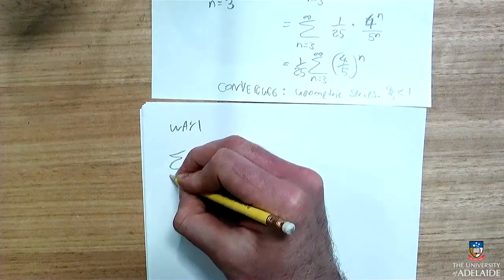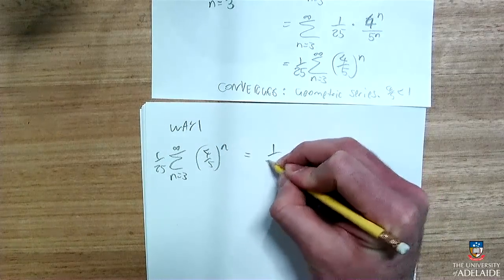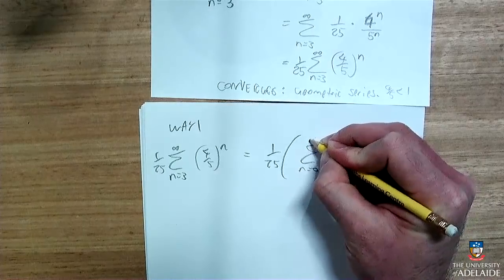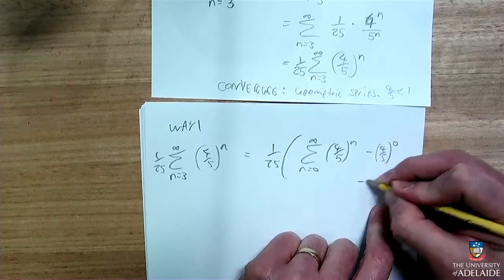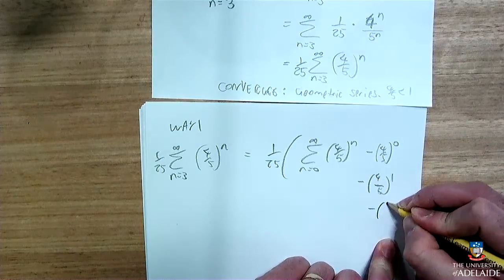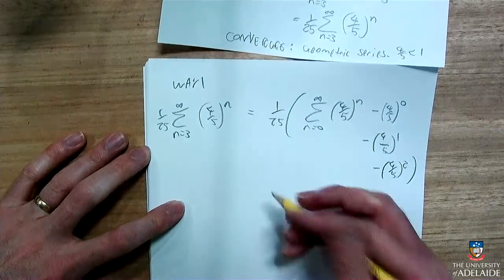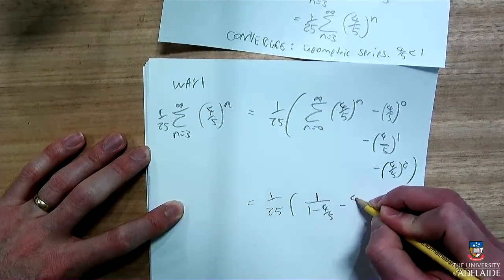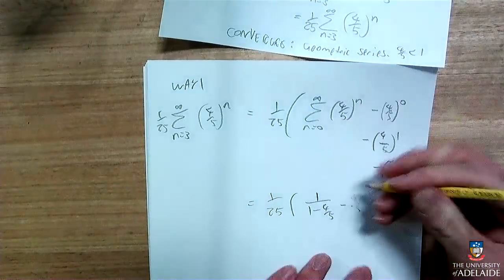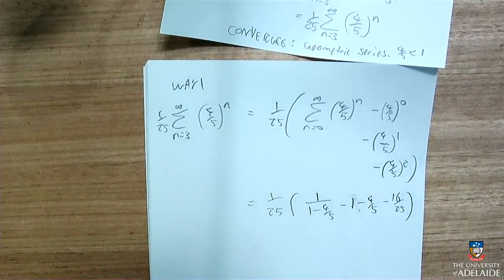So way 1 would be 1 over 25, and we'd have the bit starting from 0, but we don't want the bit where n is 0, and we don't want the bit where n is 1, and we don't want the bit where n is 2, but we want everything after that. So we took those parts off. Minus 1, minus 4/5, minus 16/25, which is whatever it is. All right, so that's one way.